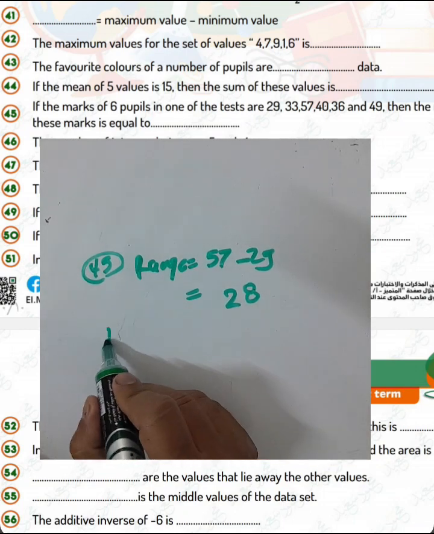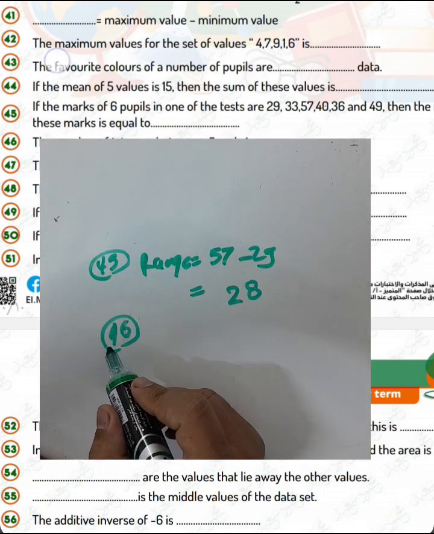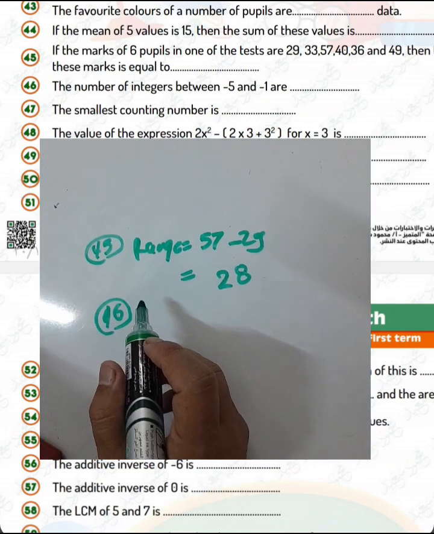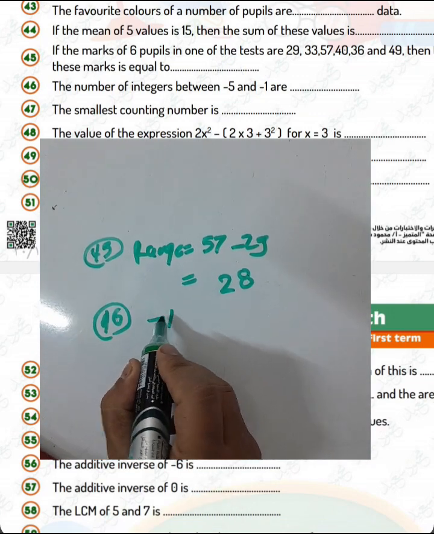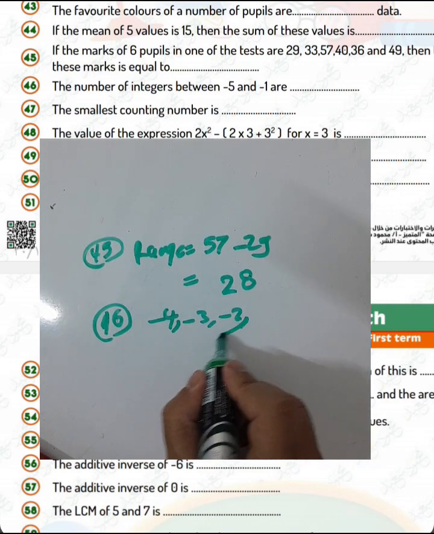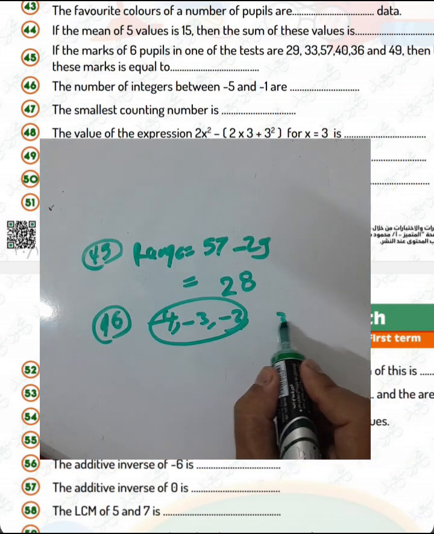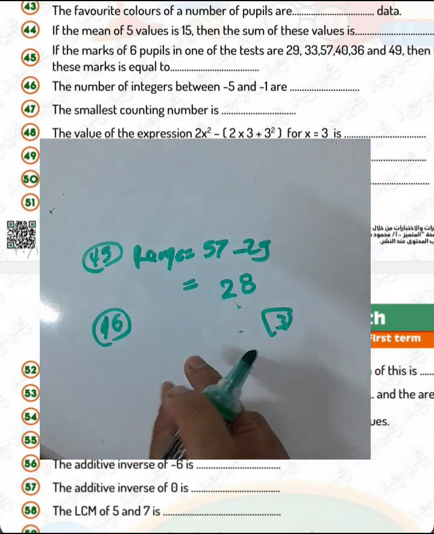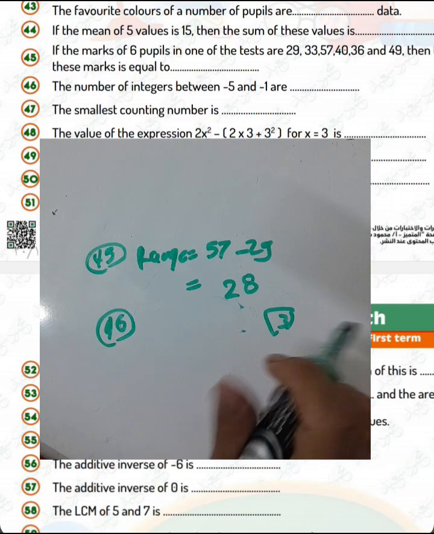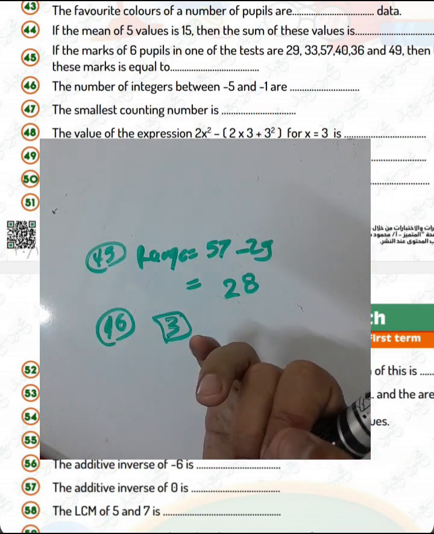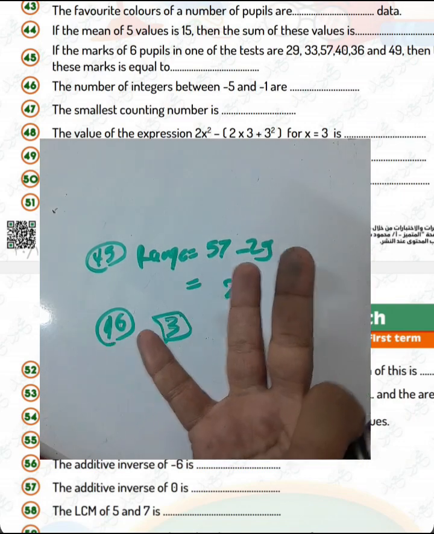Next question 46. The number of integers between -5 and -1, we can count the numbers. We have -4, -3, -2. We have 3 numbers. Then the number here will be 3. Counting the numbers that lie between -5 and -1, it will be 3. Understood? Again, -4, -3, -2. We have 3 numbers.